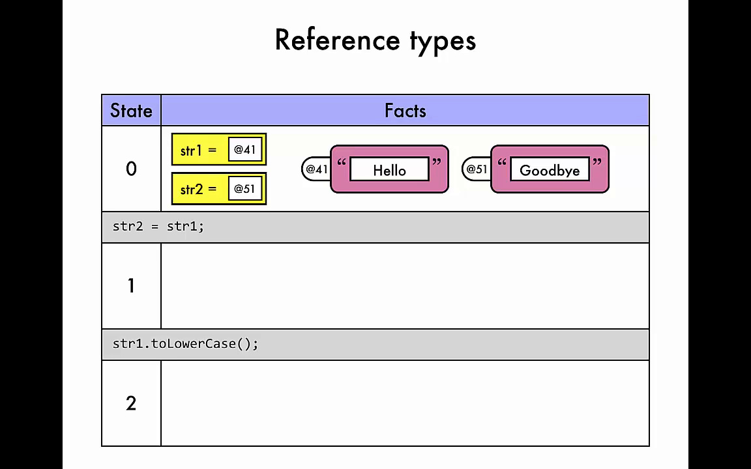In the rectangle example, we said that assignment changes reference values, not object values. So the effect of the assignment string 2 equals string 1 should be fairly obvious here. But I'll give you 5 seconds to pause the video if you really want to, starting from now.